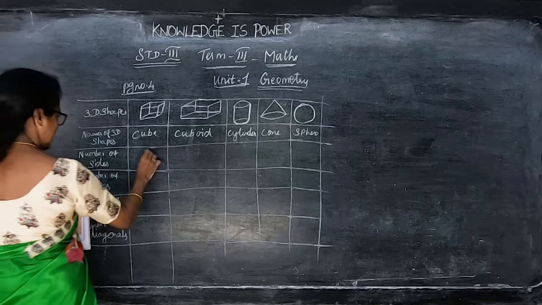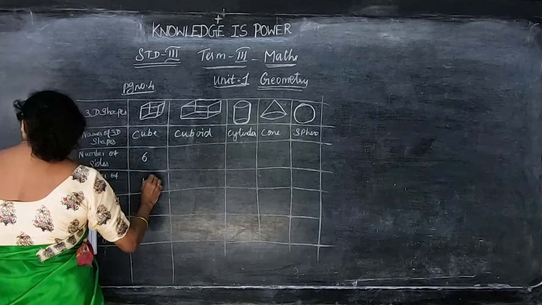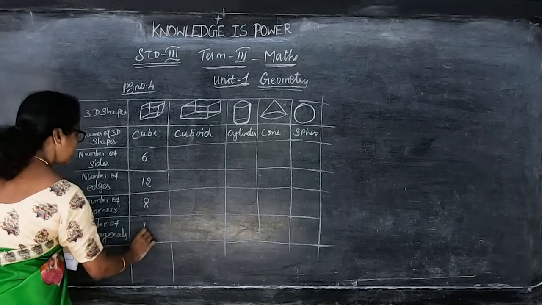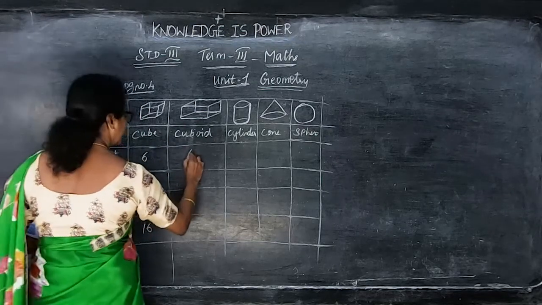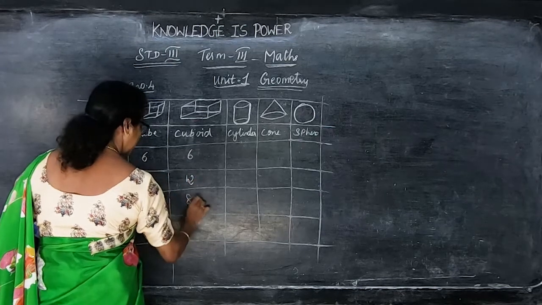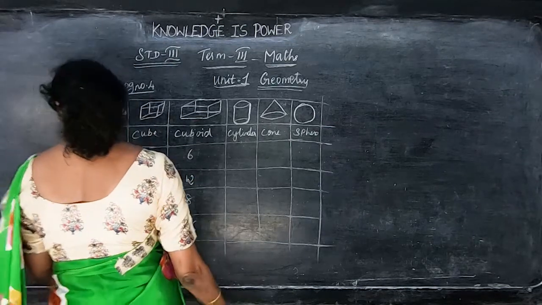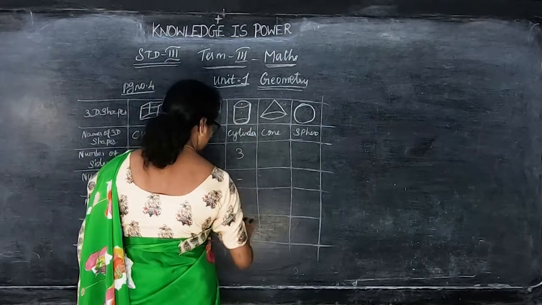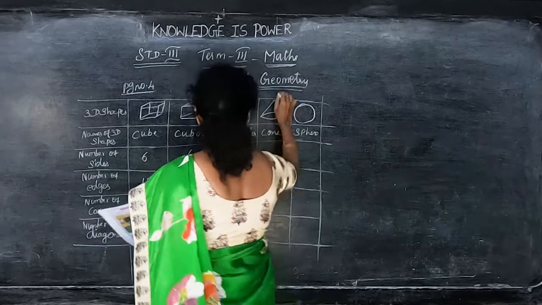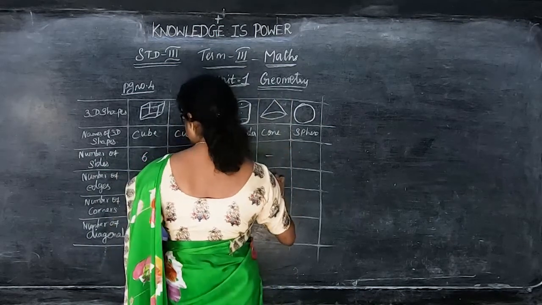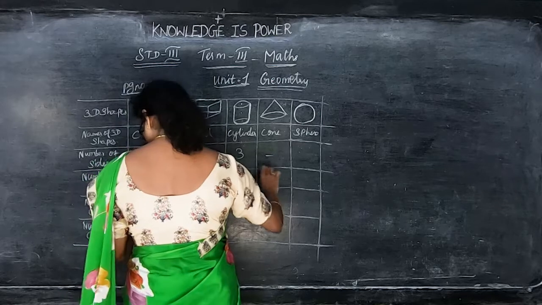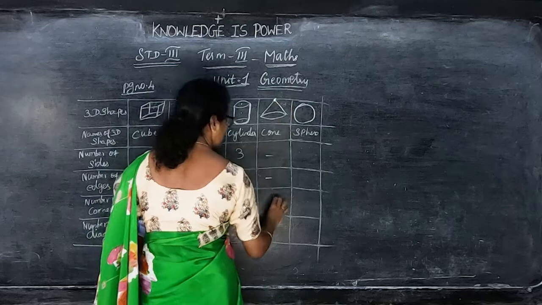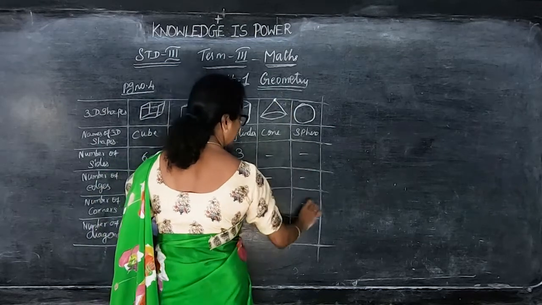In cube we got 6 sides, 12 edges and 8 corners, and diagonals is 16. Same in cuboid: 6, 12, 8 and 16. But in cylinder we got only 3 sides, this is 1, 2 and 3. No edges, no corners and no diagonals. In cone, no edges, no sides; only one corner will come. This is the corner. So one corner, and for sphere nothing is here.